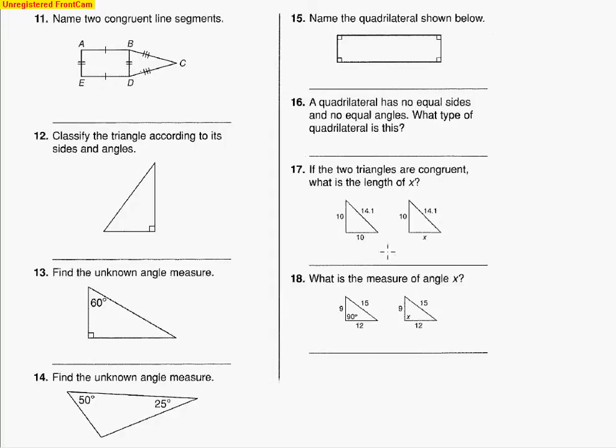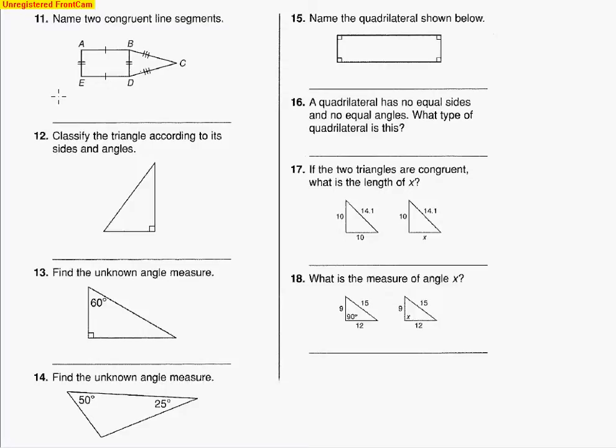This is the second half of the solutions for the practice test for Chapter 9. Taking a look at the first one here, number 11, name two congruent line segments. When we're talking about line segments, we're talking about sides of this polygon. So what we look for are either side lengths that are the same or these tick marks. The tick marks represent that two sides are the same if you have the same number of tick marks.